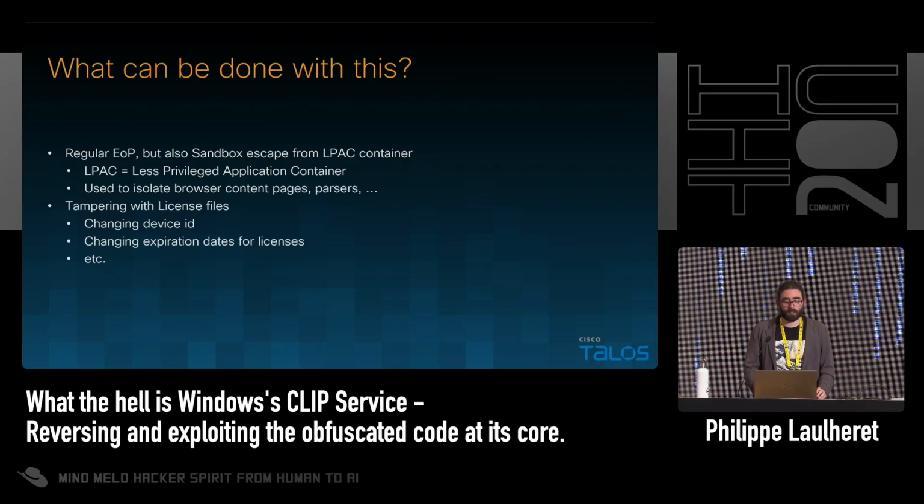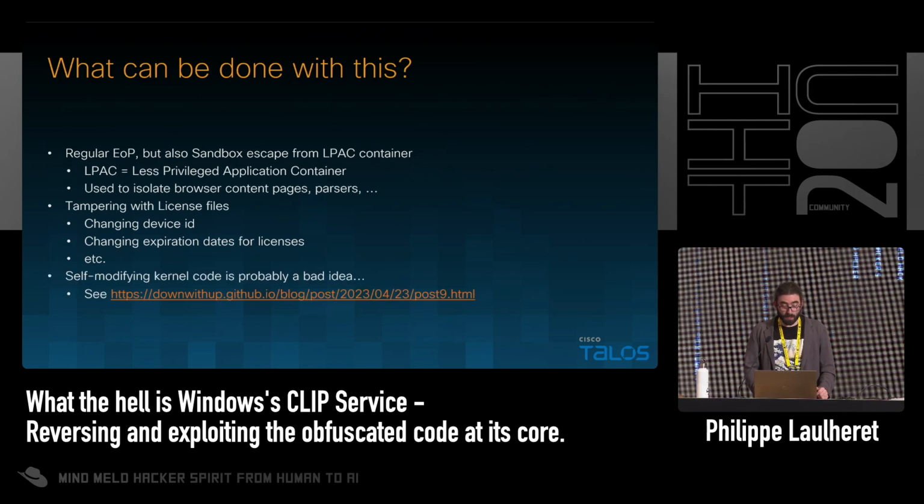And of course, we can tamper with the license file, so you can change your device ID. I think there's interesting stuff to think about with the device authentication aspect of it. You can be malicious and expire other licenses, etc. And another fun thing to think about is that self-modifying code in the kernel is probably not the best thing in the world. When you think of all the protections that exist nowadays, here you could just tamper with it and probably execute some fun stuff in your kernel.